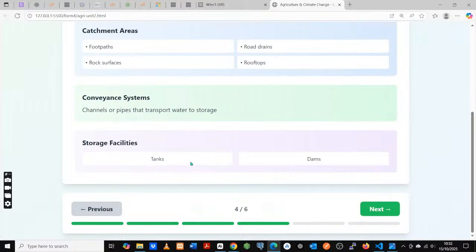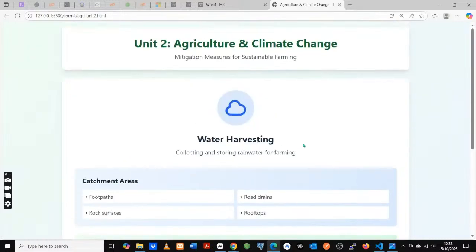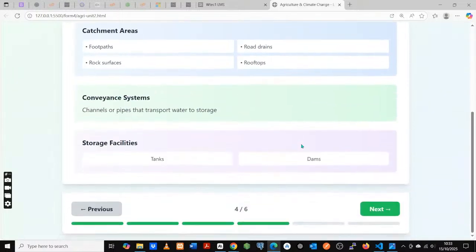So water can be stored in tanks or in dams in order to be used. So water harvesting is very important because in time of drought, farmers will use the water for irrigation. So it doesn't matter whether you are near the dambo land or not. You can practice irrigation and practice ploughing throughout the year. It's very important for irrigation.